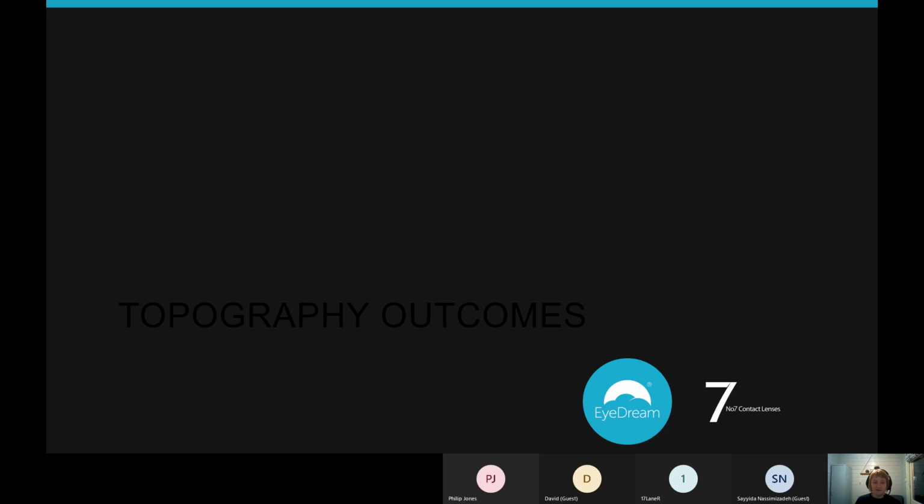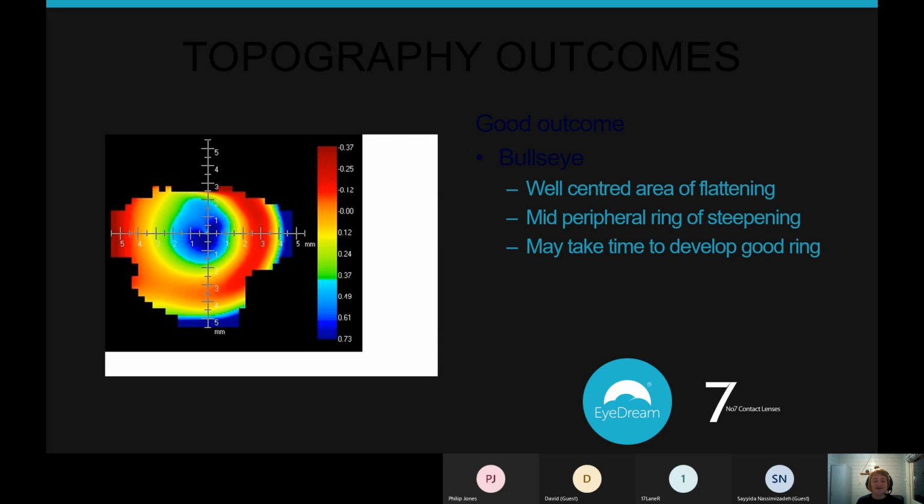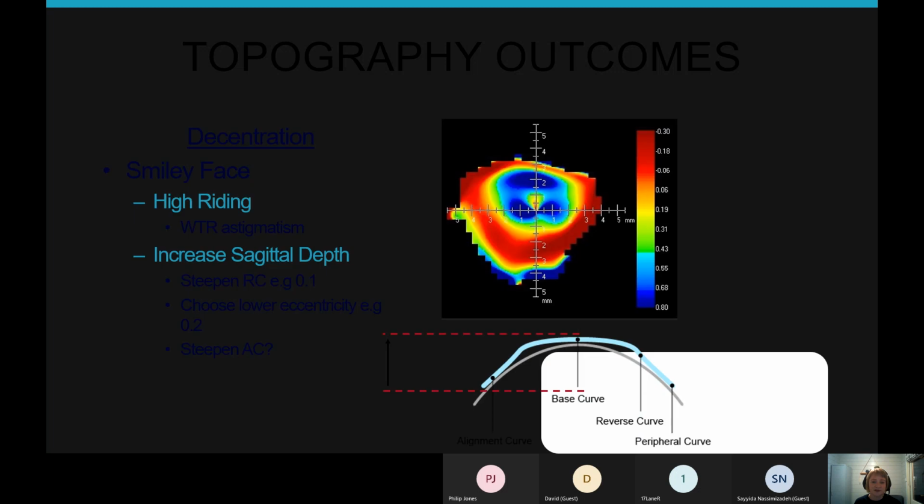So as promised, a couple of minutes on topography outcomes, very deliberately left till the end. So here's your bullseye pattern. So here is your well-centered flattened zone with your mid-peripheral ring, and that's your ideal pattern. And hopefully all the patients you see will see this. But decentration is your enemy, because decentration introduces multiple powers across that pupil, and therefore you're going to get the distortions and aberrations associated with that and the drop in vision.